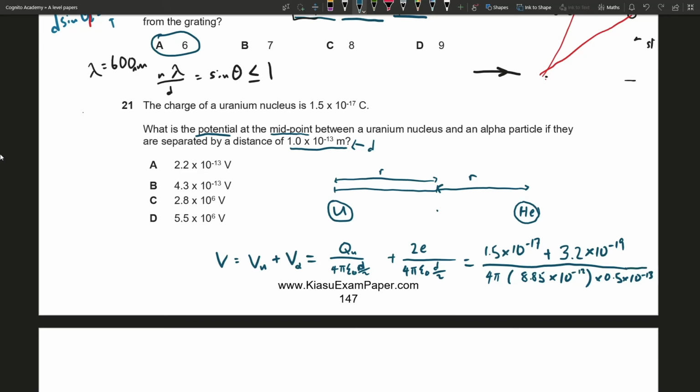And if you put that in your calculator, you'll get V equals 2.8 times 10 to the power of 6 volts. So our answer here is C.